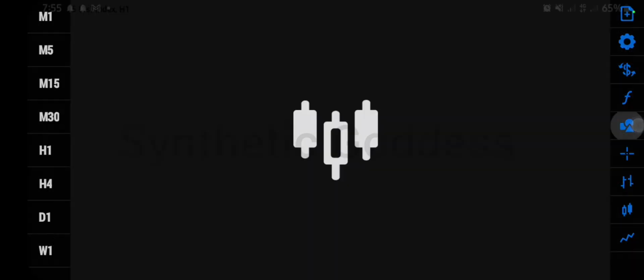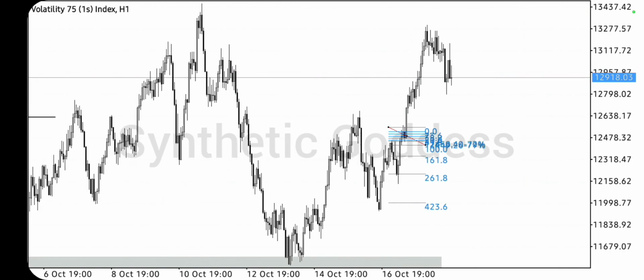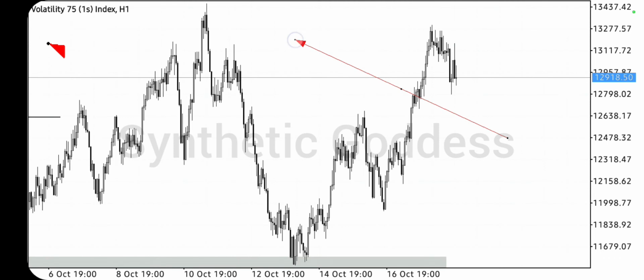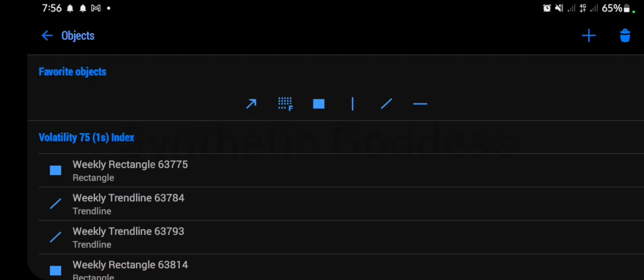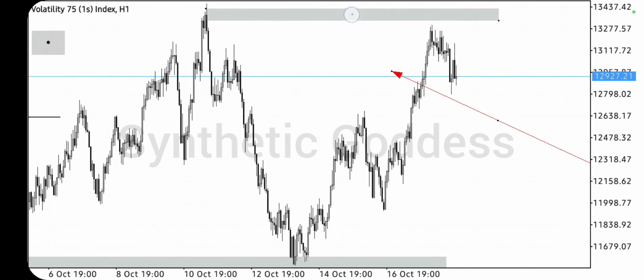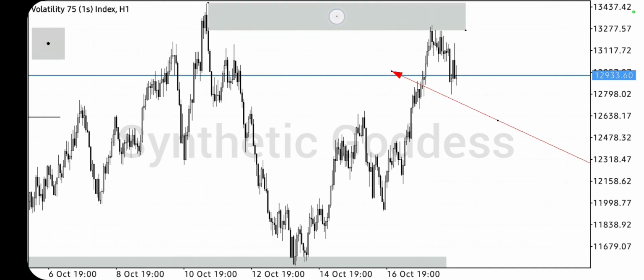So actually I am waiting for the market to take this high. I'm waiting for the market to take this high, and I think the reason this market is reacting in this area is because of this untested supply zone. Yeah, untested supply zone. So I'm going to talk about supply zone, so you don't really have to bother yourself. So this is an untested supply zone. So yeah, I guess that's why the market is reacting to that area.